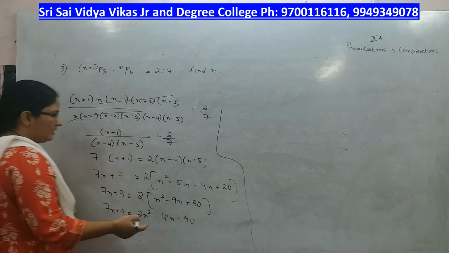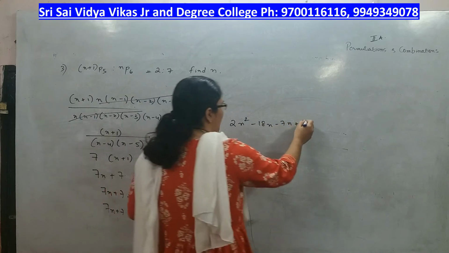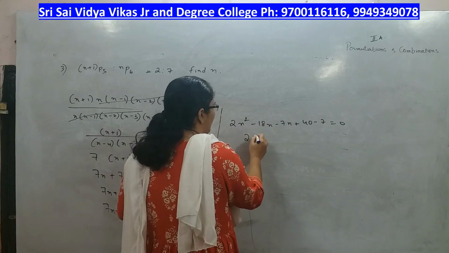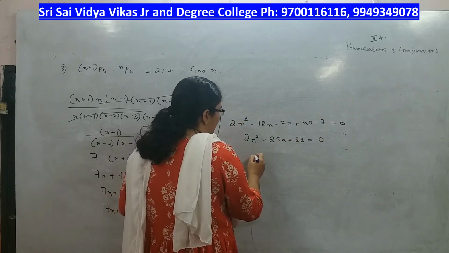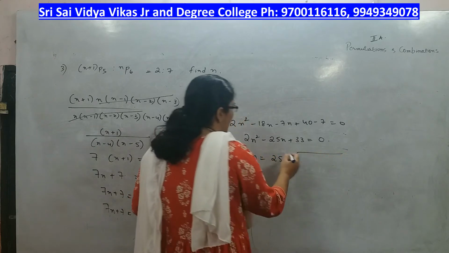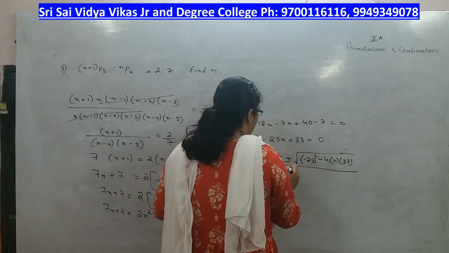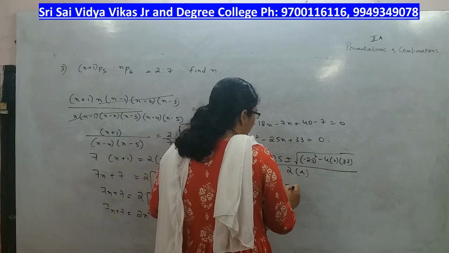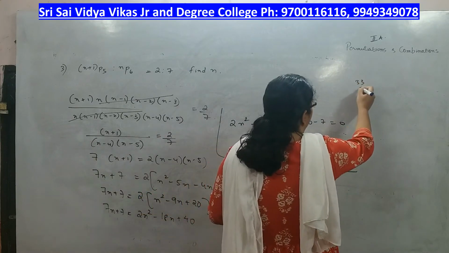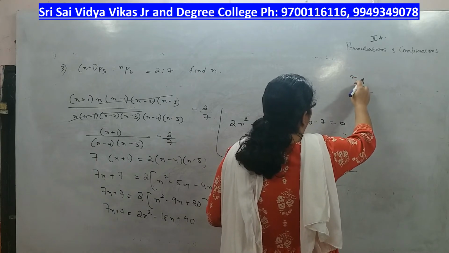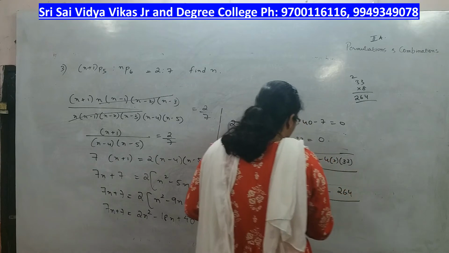Take 7n that side and 7 here. You have 2n square minus 18n minus 7n plus 40 minus 7 is equal to 0. 2n square minus 25n plus 33 is equal to 0. n value is minus b plus or minus under root of b square minus 4 into a into c by 2 into a. n is equal to 25 plus or minus under root of 625 minus 33 into 8. 8 3s are 24, 25, 26. That is 264 by 4.